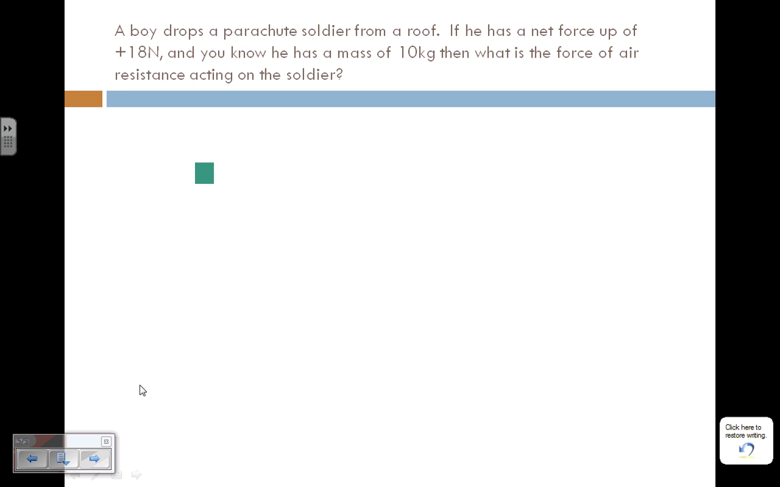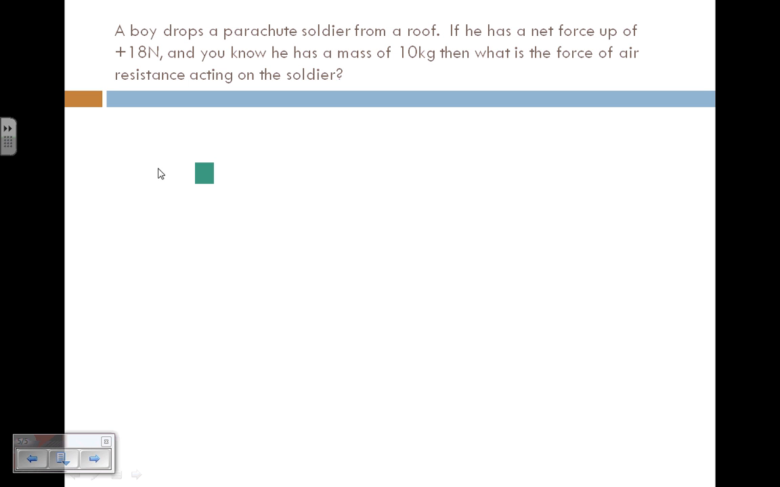Okay, so the final problem that we'll be going over today is for a boy that's dropping a parachute soldier from a roof. They say that he has a net force up of 18 newtons, and by he we're talking about the parachute soldier. And you know he has a mass of 10 kilograms. They want to know what the force of air resistance is that's acting on the soldier.